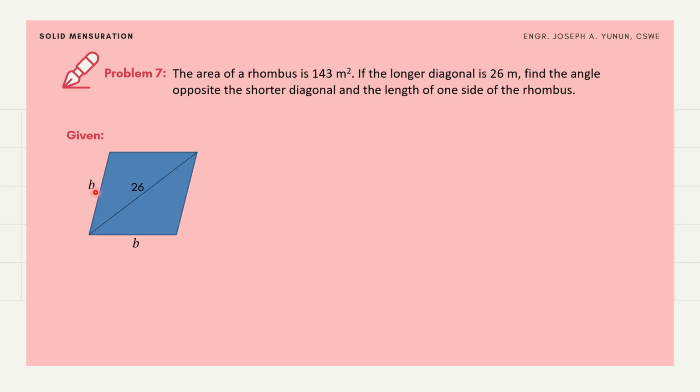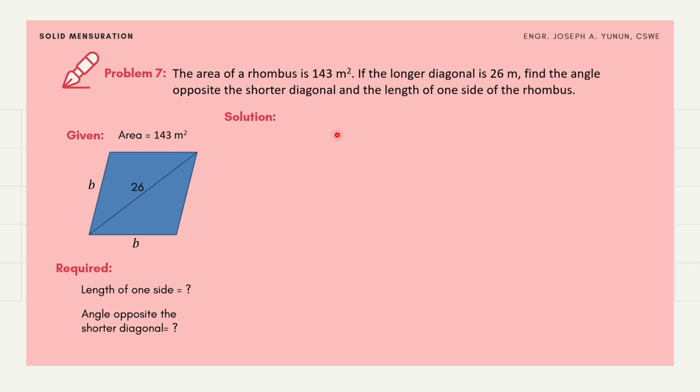Okay, so based on the rhombus, sides are equal, and then the diagonal is 26, and also the area is 143 square meters, and the required is the angle and the length of one side. Okay, so based on the solution, how are you going to approach this one? Based on the given, you are given an area. So probably you can solve for what?